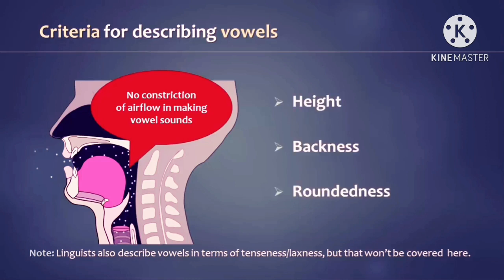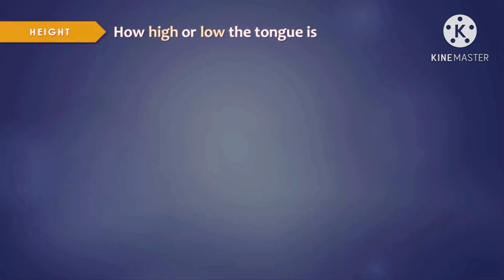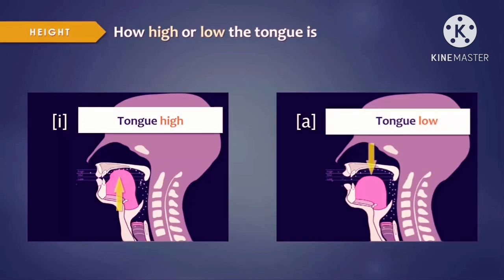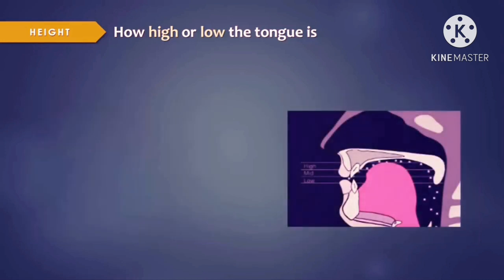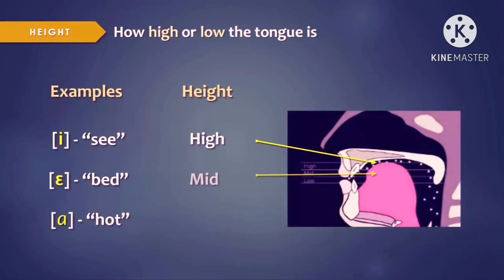Height, backness, and roundedness. Height refers to how high or low the tongue is in the mouth when producing the vowel. For example, consider the vowel sounds E and A. If you say these vowels in succession, you should feel your tongue going up and down. In terms of height, vowels are considered high, mid, low. E is an example of a high vowel. A is an example of a low vowel.